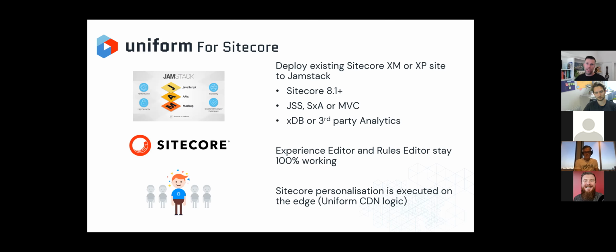You get to use the rules editor and the experience editor, and Uniform had this way of deploying that to the edge in a Jamstack manner, and also had a way of converting those personalization and optimization rules into logic, which is Uniform's IP, which is executed on the edge through the CDP. So if you have personalization, and most organizations purchased Sitecore with personalization in mind, this allowed you to deploy this to the edge and keep personalizing.